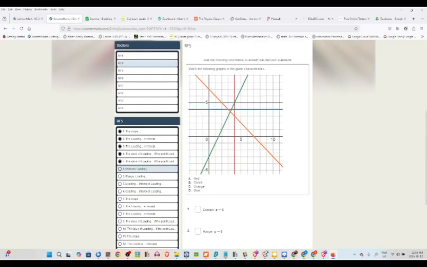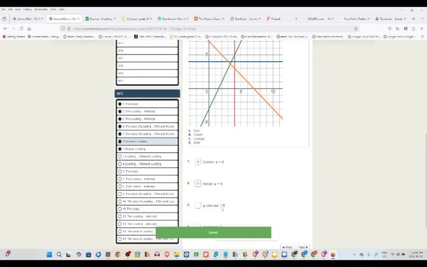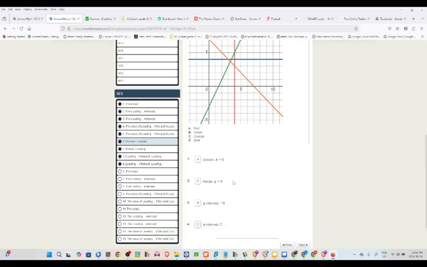All right, now, which of these graphs has a domain of x equals 4? That's our red one, which is multiple choice A. Range y equals 4. Every possible y value is 4. That's our blue one. These domain and range questions are half a mark each. Which has a y-intercept of negative 3? Well, that's green. And an x-intercept of 7. That would be our orange. That's C.